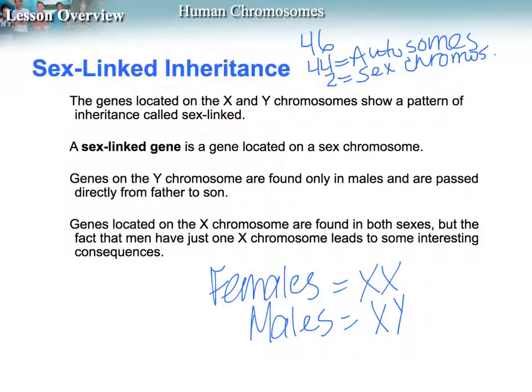Because the XX combo makes you a female, you'll need two versions of that copy. But for males, this is the one time only where whatever gene is on that X chromosome, that's what's going to show, because they only have one version.